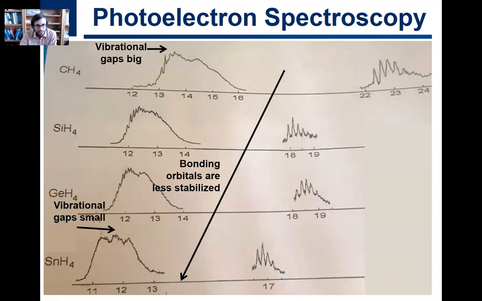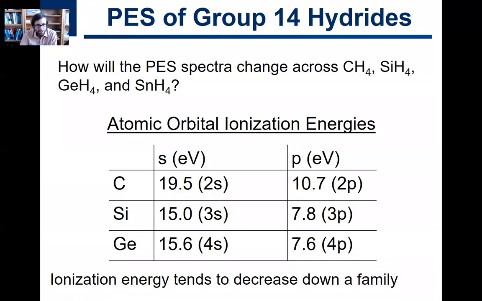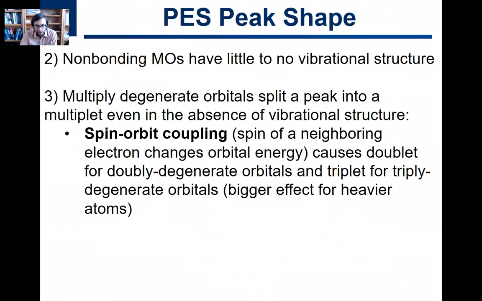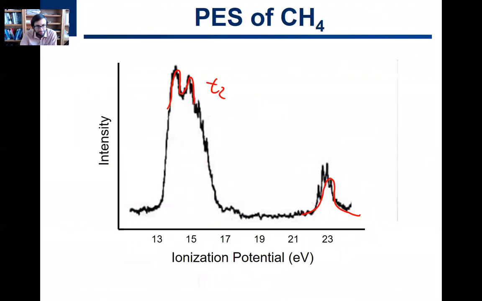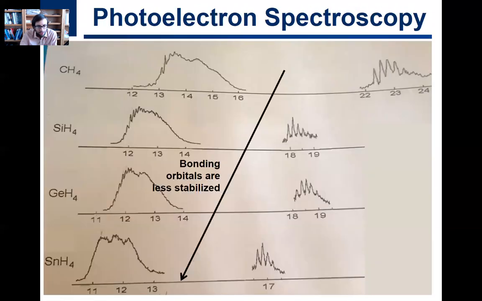Other thing you can see is that the vibrational gaps change. So the fine structure here, the gaps between these different little peaks within the big peak, are pretty big for methane. But by the time you get to stannane, they're very small. You can barely resolve them. That makes sense because of our relationship of the vibrational gaps, right? Reduced mass is going up as we go down the periodic table. So mu gets bigger, causing the gap size to get smaller. Okay.